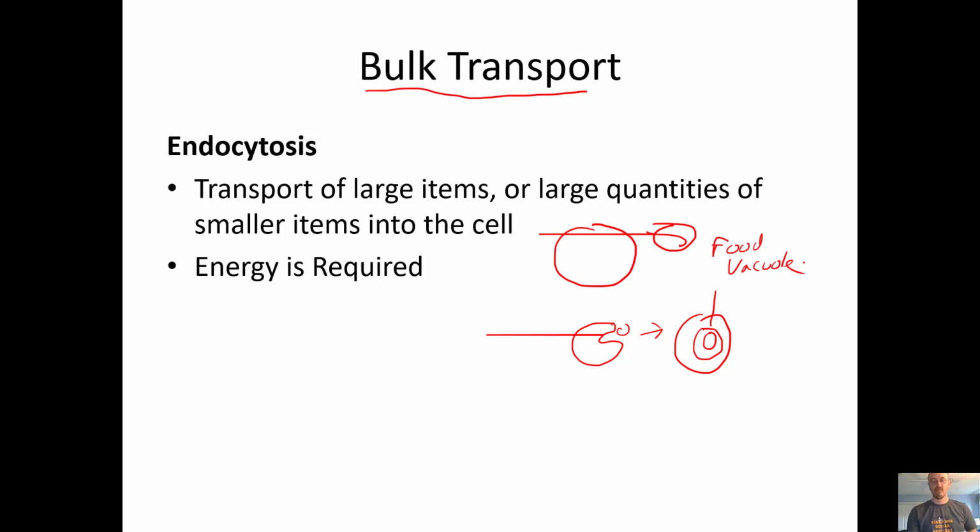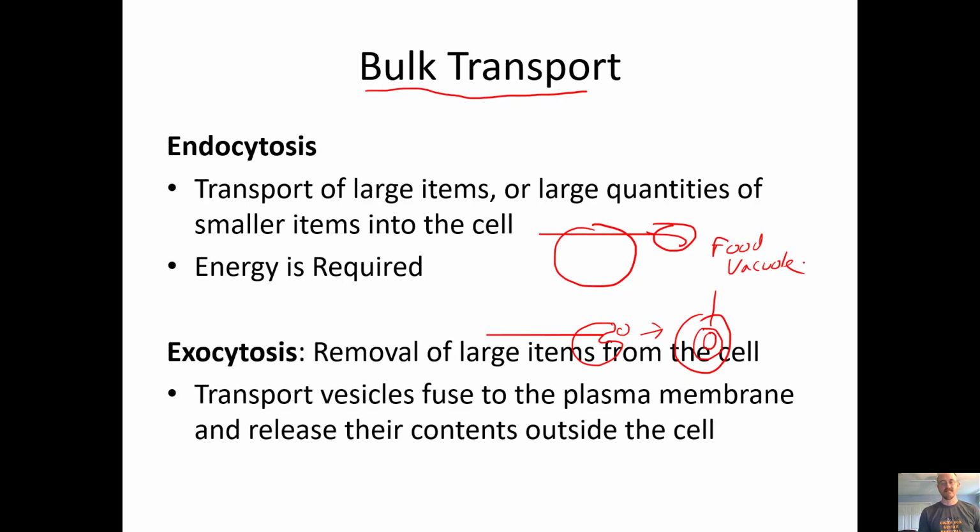Okay. Some energy will be required for this because we have to transport that food vacuole and fuse it with a lysosome to digest the contents. Now, exocytosis is the opposite. This is when a cell removes large quantities of a substance from the cell. In this case, transport vesicles will fuse with the plasma membrane and contents will be released to the outside world. So it's the opposite of endocytosis, where you have a cell and here's the cell membrane, and here's a transport vesicle. The vesicle fuses with the membrane, and the contents are expelled to the outside.